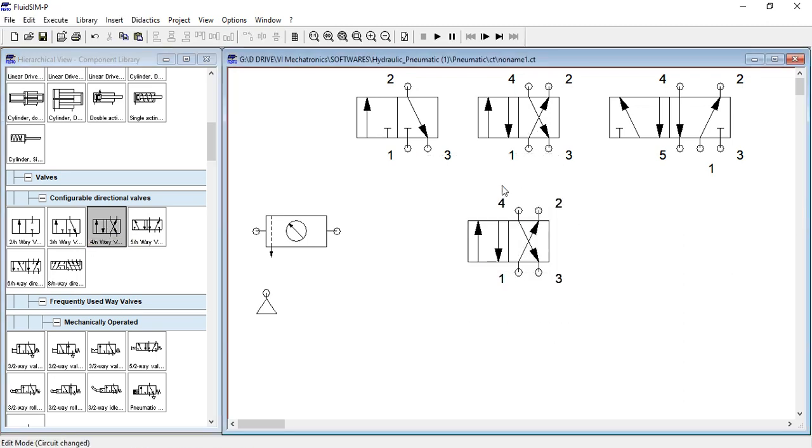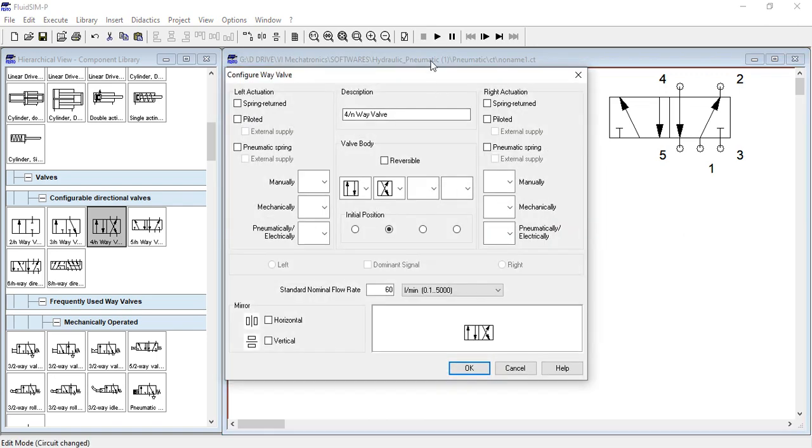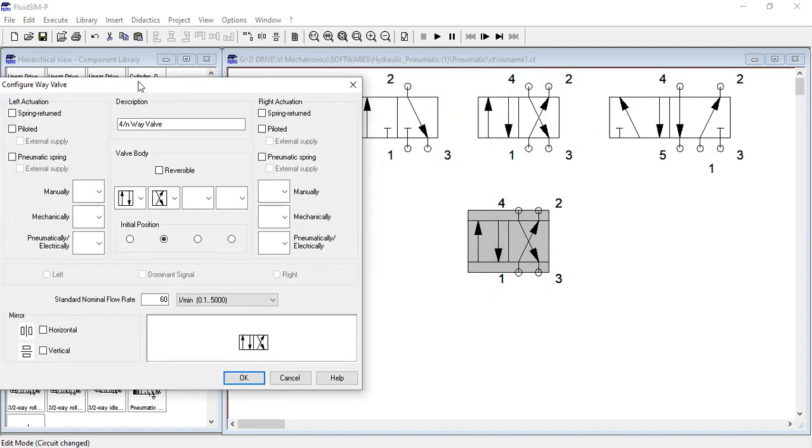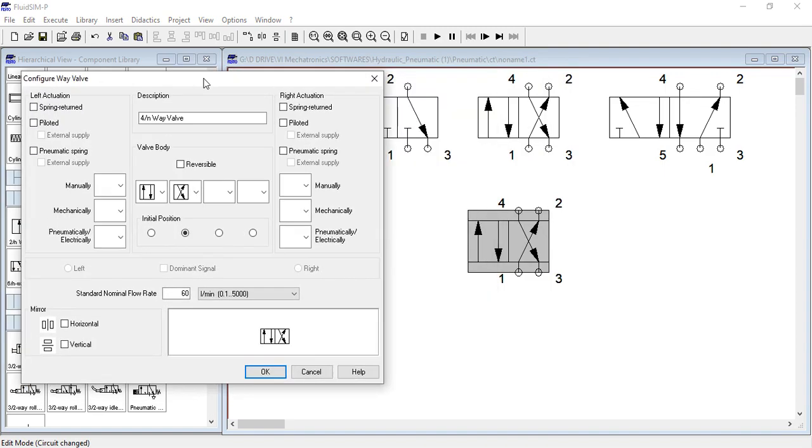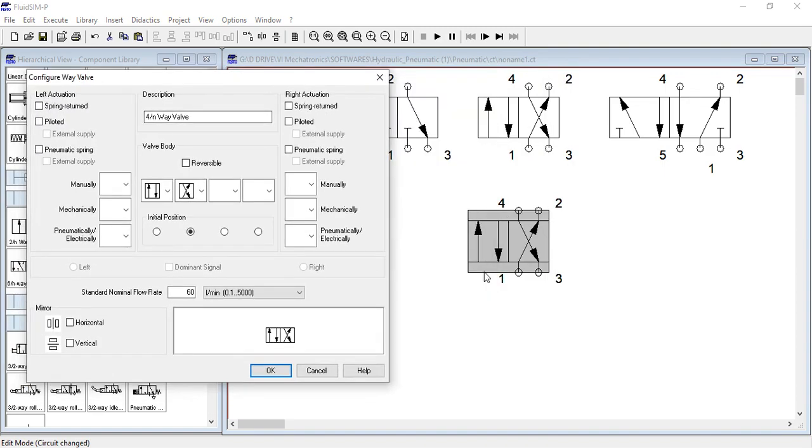So what I have taken is nothing but a 4 by 2 valve. Now I will convert that valve into some other valve. Let's see how. So I have to configure this. So double click. Here I am converting this 4 by 2 valve to a 4 by 3 valve.